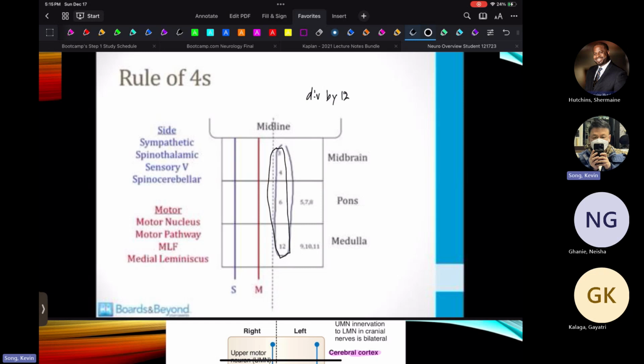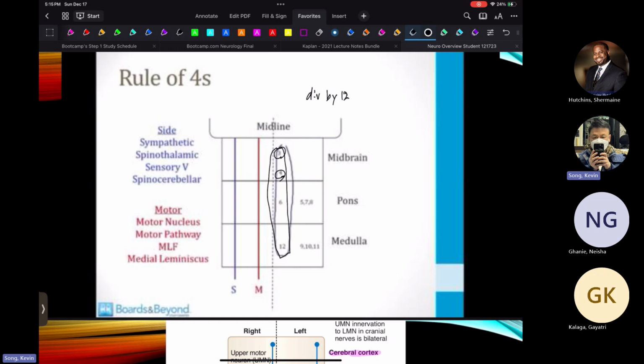So 3 is divisible by 12, right? And then 4 is divisible by 12, and then 6, but no 5, no 7, no 8, no 9, no 10, no 11. And then 12 is, of course, divisible by 12. So those are in the midline. So cranial nerves 3, 4, 6, 12 in the midline, and then everything else in the lateral part.